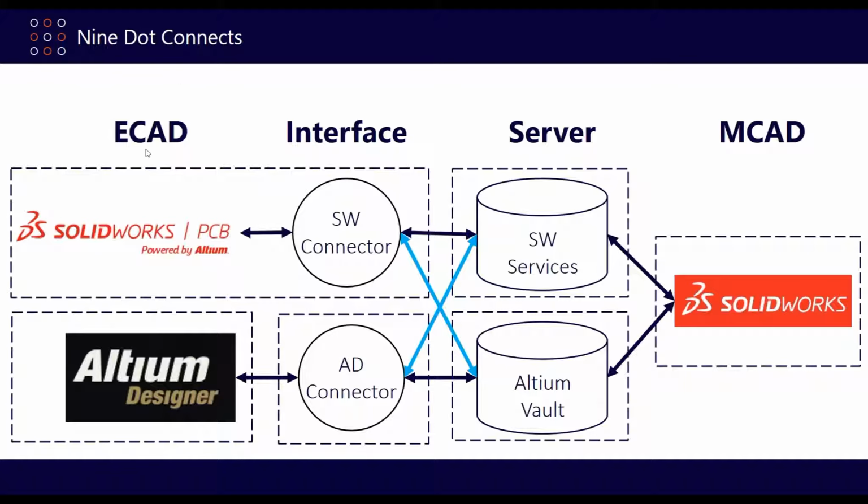We have the ECAD side, things like Altium Designer and SolidWorks PCB, and we also have our MCAD side, which is what we call SolidWorks or SolidWorks CAD. A lot of times we're trying to figure out, what is this whole interface server vault thing we keep hearing about that allows us to link between the ECAD side and the MCAD side? So I wanted to draw it out to show you the different paths that you can take.